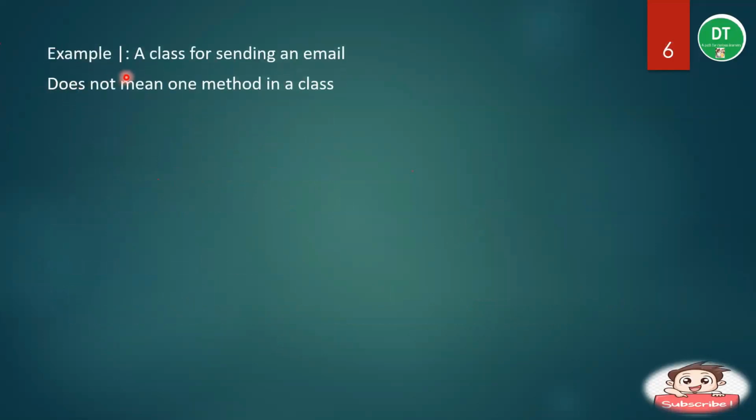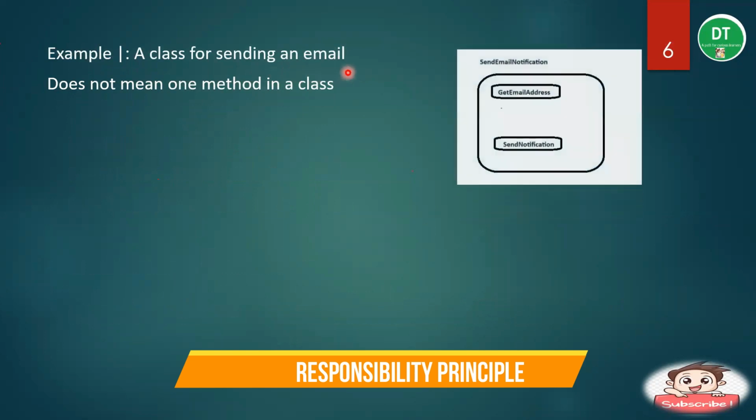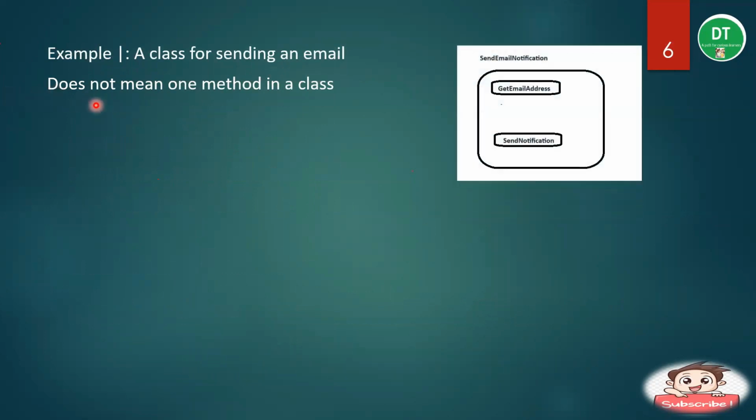I'm giving here the example of a class which is used for sending an email. Here, one functionality does not mean one method in a class. A class can have multiple methods and still follow the single responsibility principle, but the methods will be related to that particular functionality for which the class has been created.